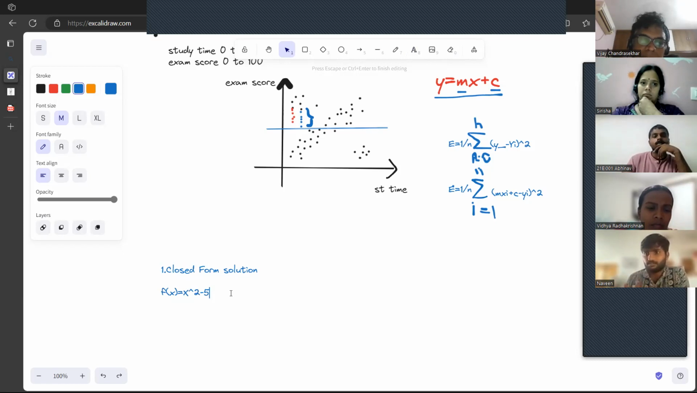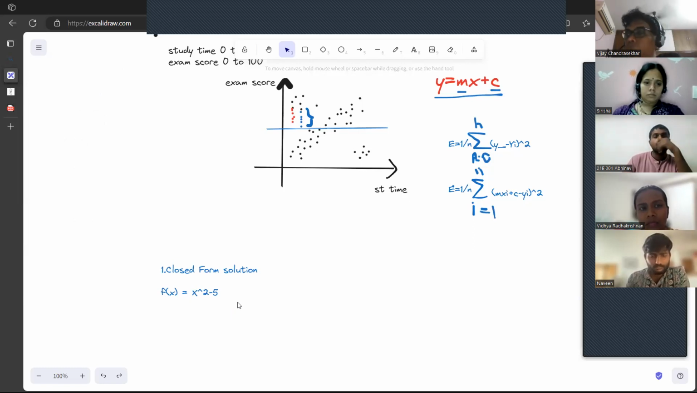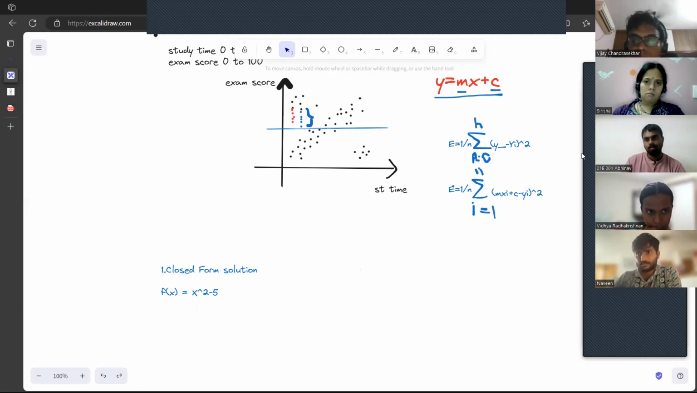And you want to calculate, say, the maxima or minima. What would we do? Go back to class 11, 12 calculus. You take the first derivative of x square minus something, equate it to 0, and then you figure out the value of x, right? Now that's what is called a closed form solution.